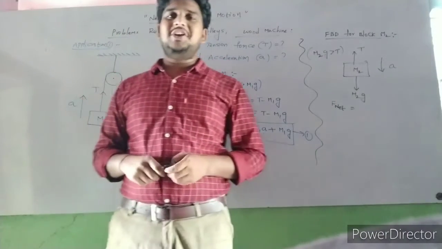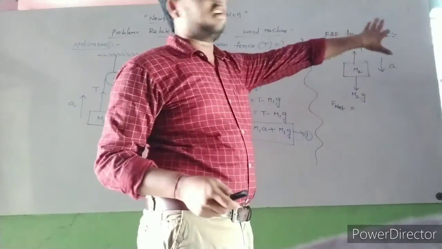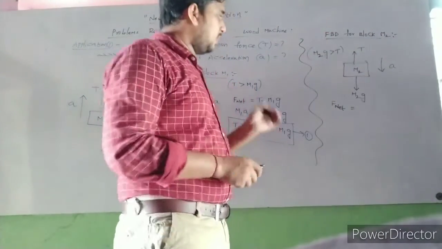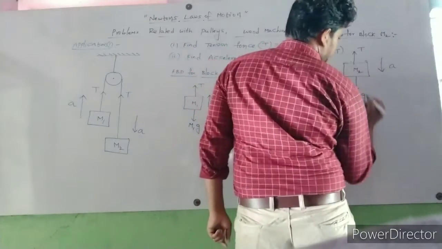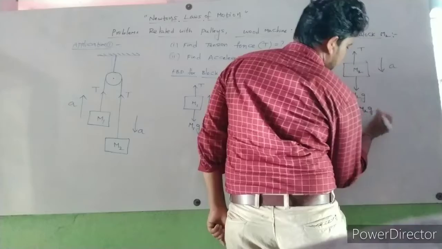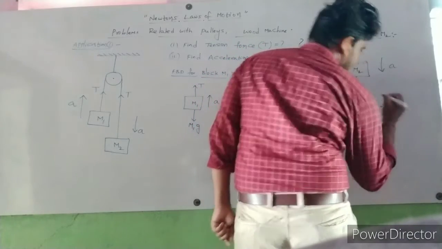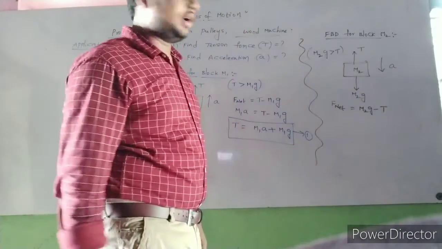Well, continuing my lecture, observe carefully. FBD for block M2. Here M2G is greater, is it or not? M2G is greater, minus T, because acceleration is acting in the downward direction.